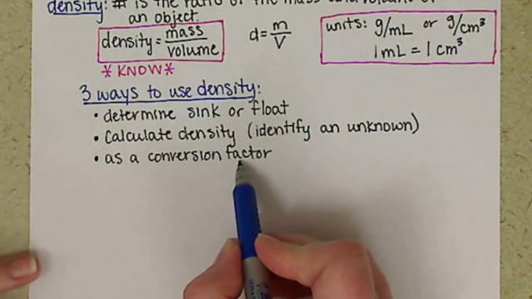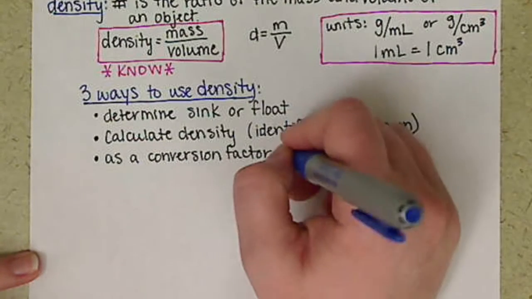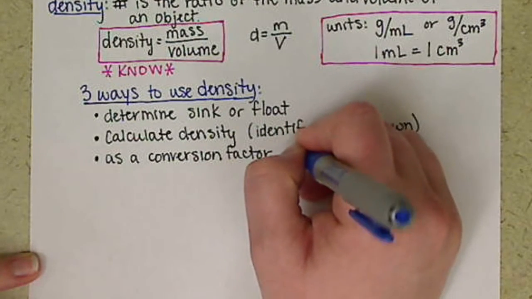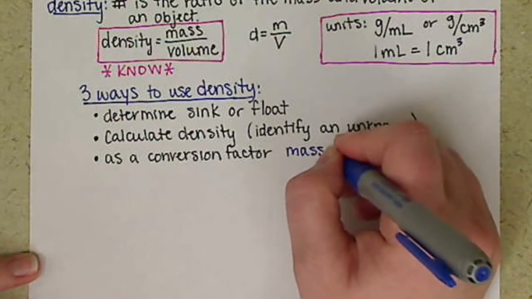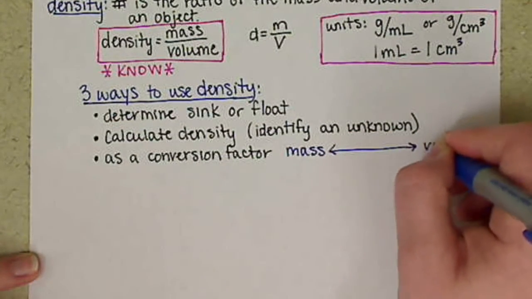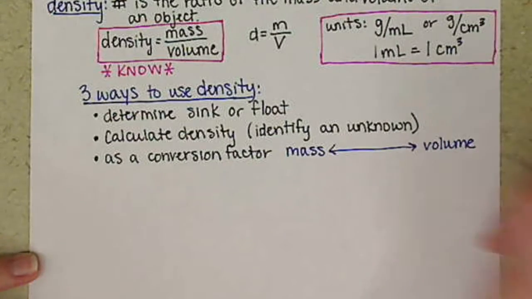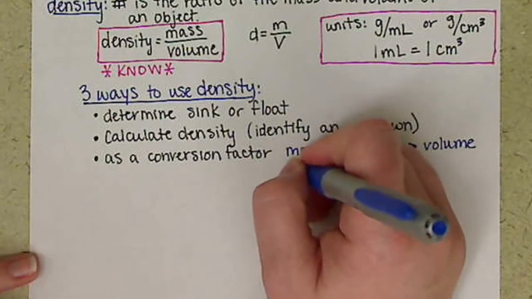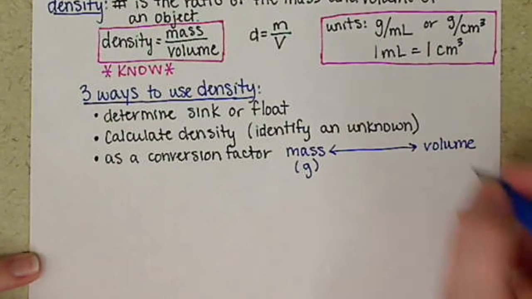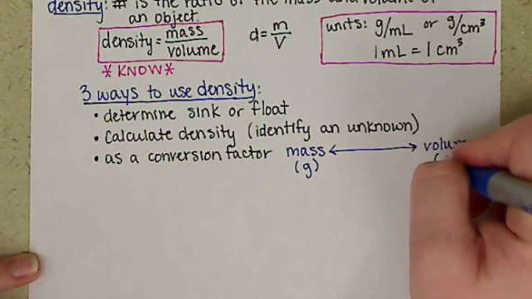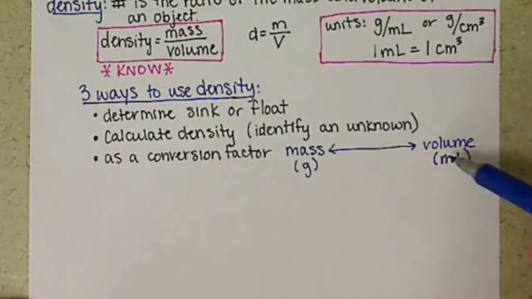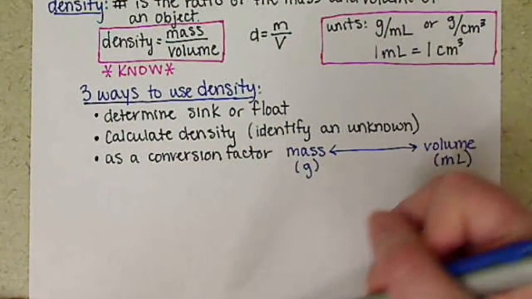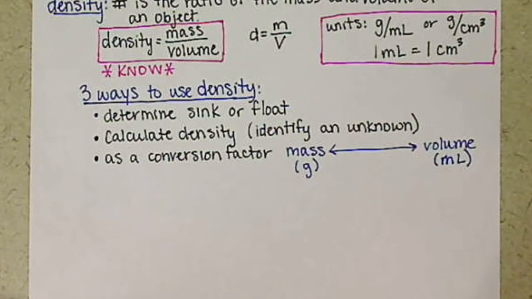Now this conversion factor allows you to convert between two different types of measurements, between mass and volume. Typically, you're able to convert between grams and milliliters. Again, we'll do an example of this after we do an example calculating our density.